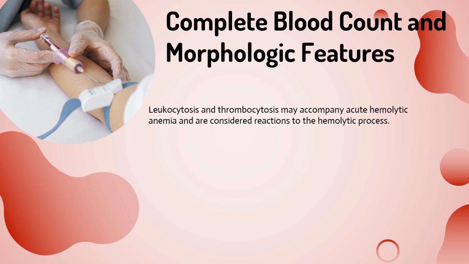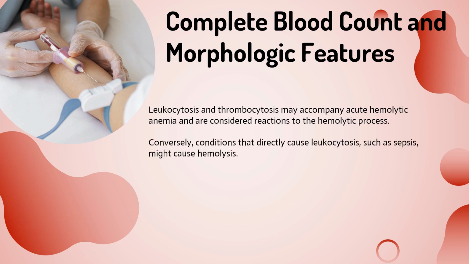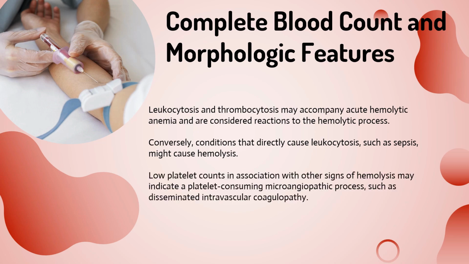Leukocytosis and thrombocytosis may accompany acute hemolytic anemia and are considered reactions to the hemolytic process. Conversely, conditions that directly cause leukocytosis, such as sepsis, might cause hemolysis. Low platelet counts in association with other signs of hemolysis may indicate a platelet-consuming microangiopathic process, such as disseminated intravascular coagulopathy.